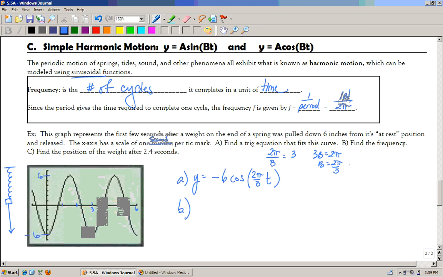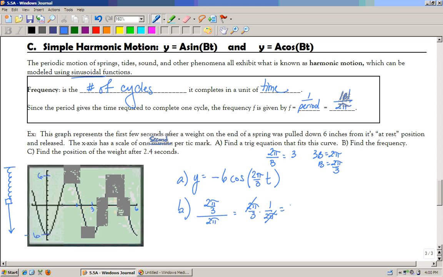Part b is to find the frequency. Frequency is 1 over the period, or b over 2 pi. b was 2 pi over 3, and we're going to divide that by 2 pi. That's the same as multiplying 2 pi over 3 by the reciprocal, which is 1 over 2 pi. The 2 pi's cancel, and it's 1/3. That means 1/3 of the complete cycle of this graph is completed every unit of time, which is a second.